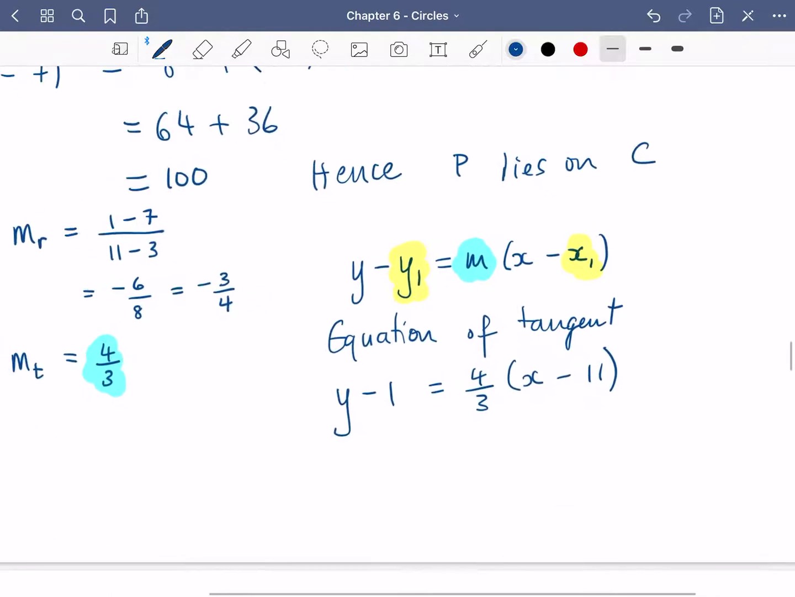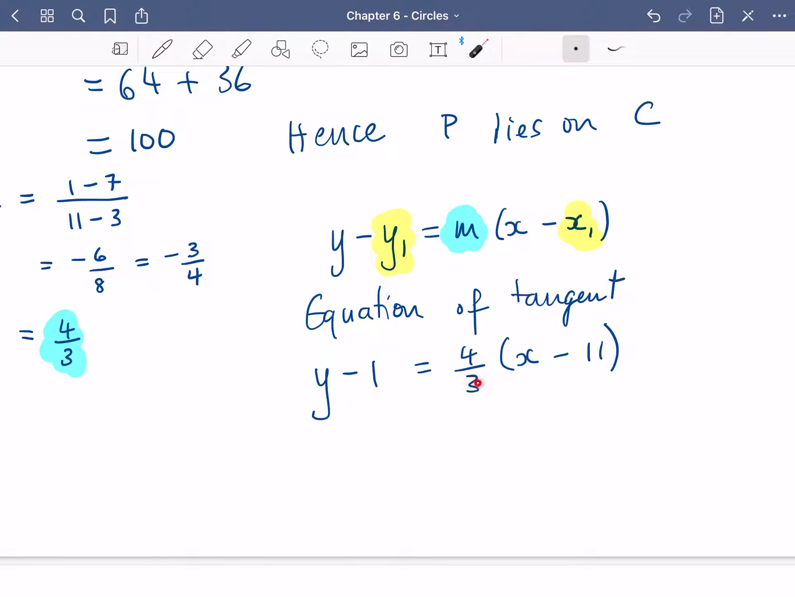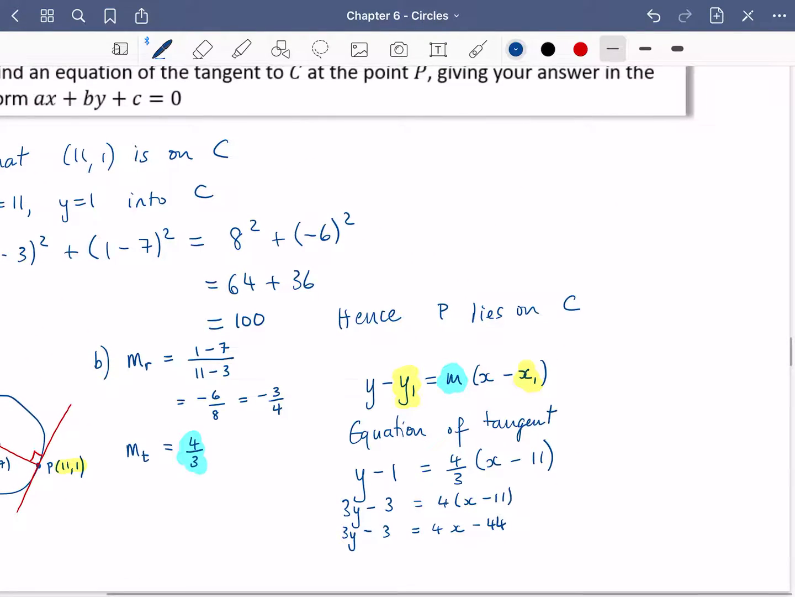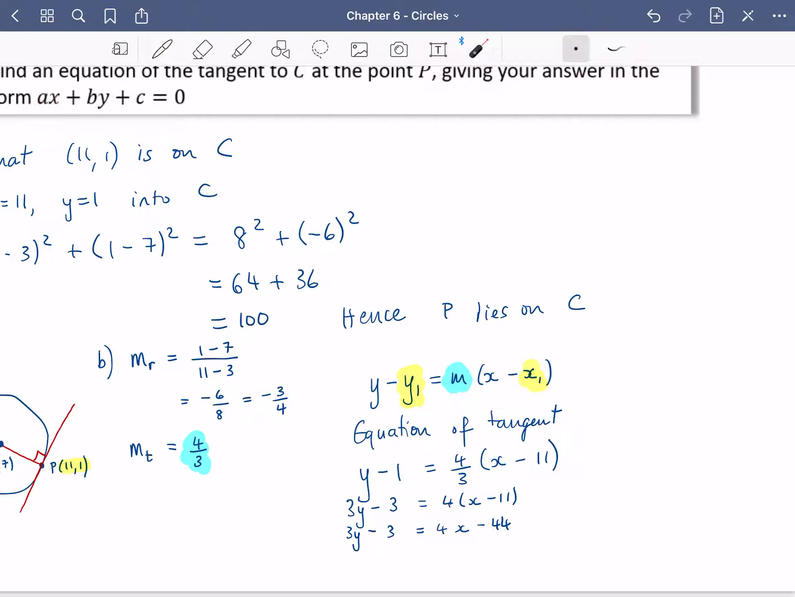Now, probably the best way to solve this equation is to get rid of this third bit here by multiplying the whole equation by 3. So we get 3y minus 3 equals 4 brackets x minus 11. And then I'm just going to expand and collect everything together. So we get 4x minus 44. Now I'm probably going to put everything onto the right-hand side just because it leads with x as positive. So I get 4x minus 3y, and then I'm going to add that 3, so I get minus 41.